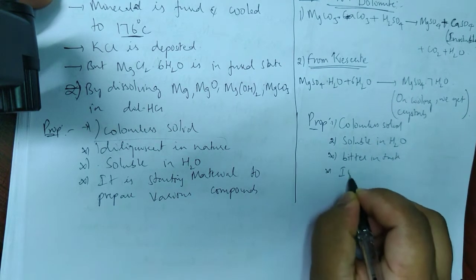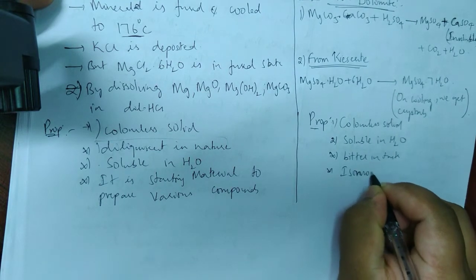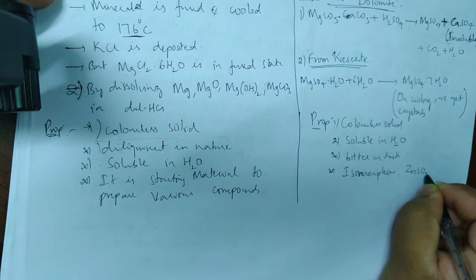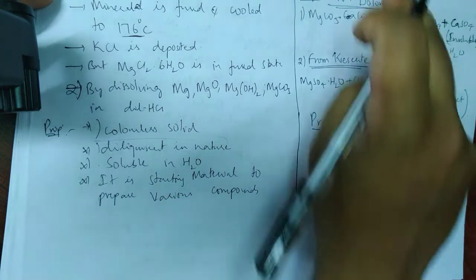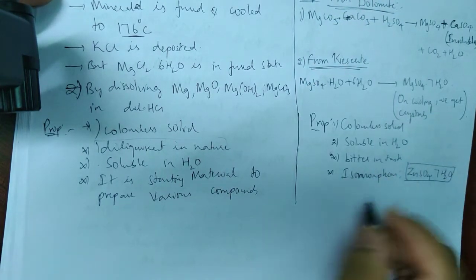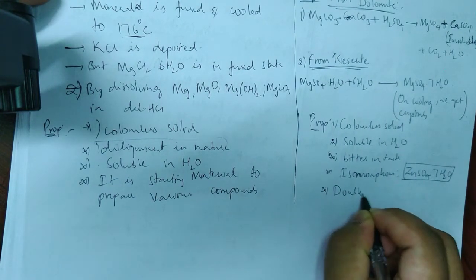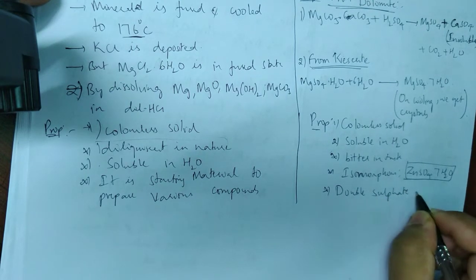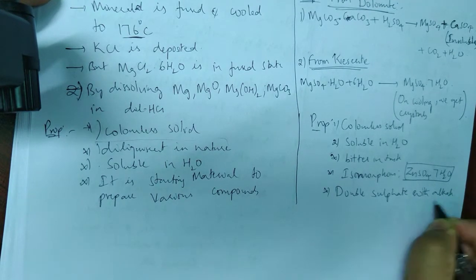Then it is isomorphous with zinc sulfate, that is ZnSO4·7H2O. So MgSO4·7H2O and ZnSO4·7H2O are isomorphous with each other. And then it also forms double sulfates with alkali metal sulfates, with alkali sulfates.